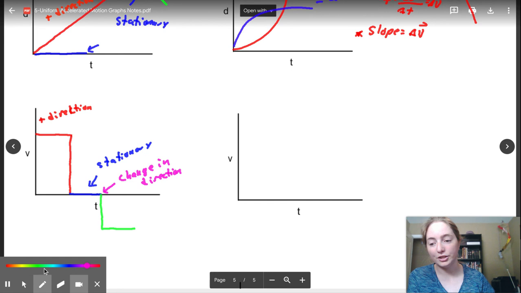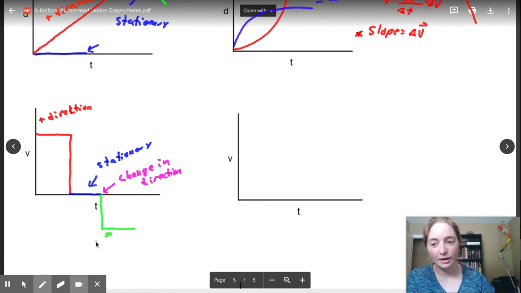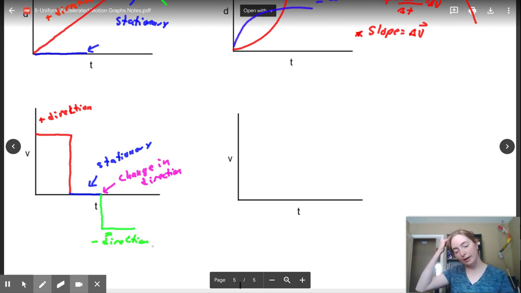And then this green bit is going to be negative direction. Okay, uniform velocity going backwards, a negative direction, opposite direction. Okay?